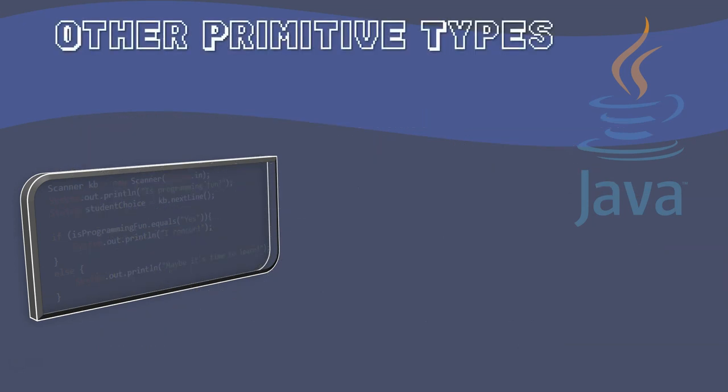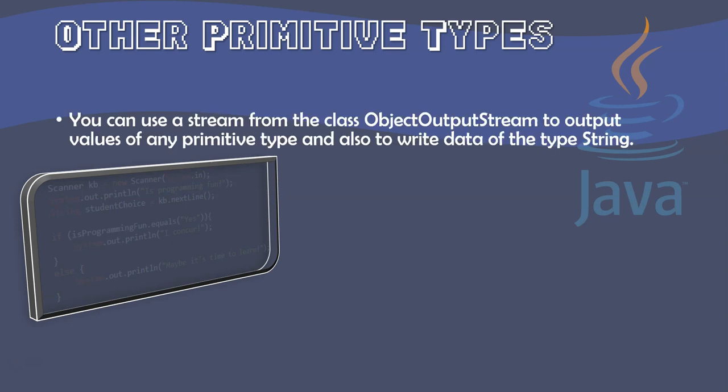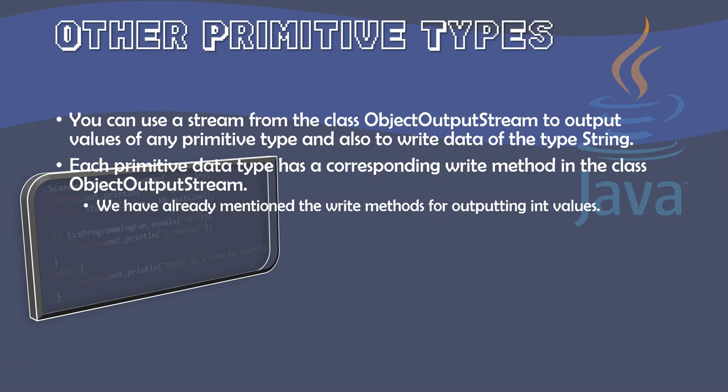Now, what about the other primitive types that we might have to deal with? Of course, writeInt sounds good, but what about floats or doubles? Well, you can use a stream from the class object output stream to output values for any primitive type, and also to write data of the type string. Each primitive type has a corresponding write method in the class object output stream.